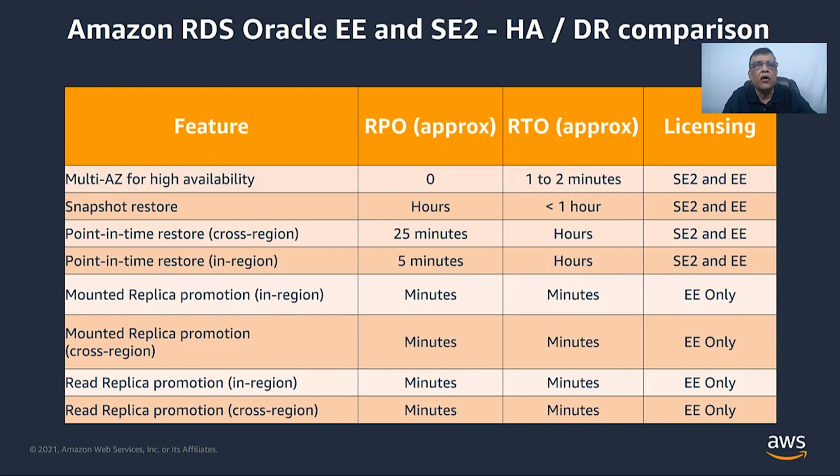But in case of cross-region point-in-time recovery, the recovery point objective, or the data loss, can be up to 25 minutes, could be from 5 minutes to 25 minutes, depending upon how long it took to copy all the archive logs and files to the other region, which could be thousands of miles away.